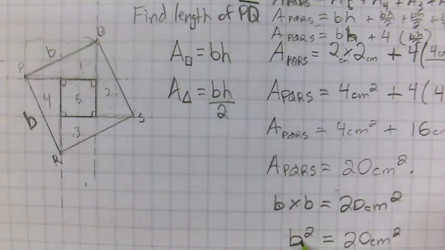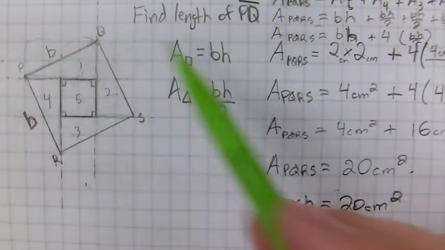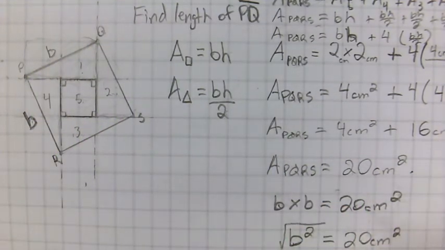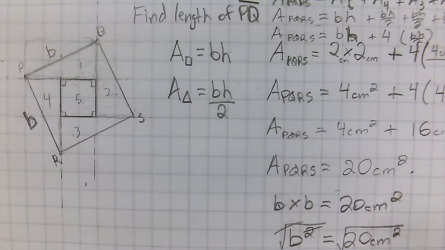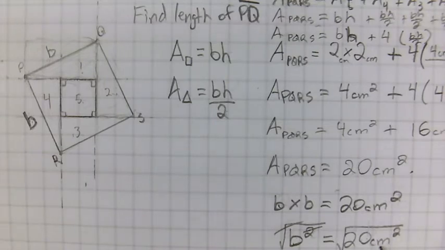And how do we get rid of square to figure out what this length is? We square root it. So we square root that. And remember, these cancel out. That's what we learned last lesson. So we're left with base equals the square root of 20. And centimeters squared, the squared cancels out with that, and we're left with the square root of 20 centimeters. And that's actually our answer.